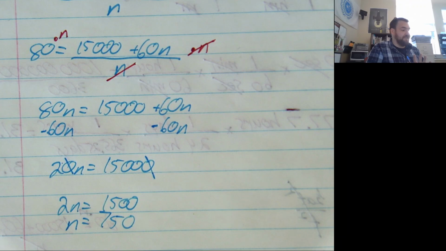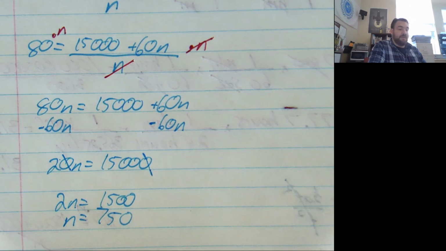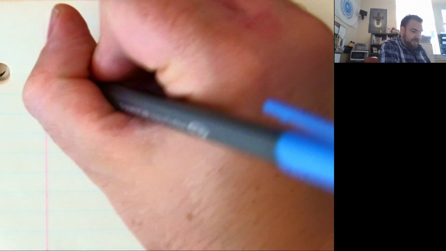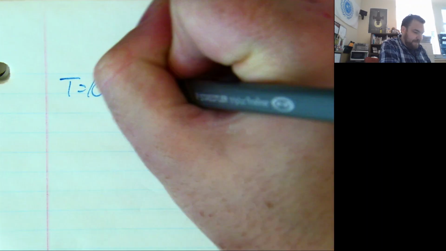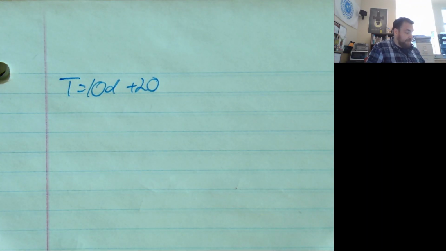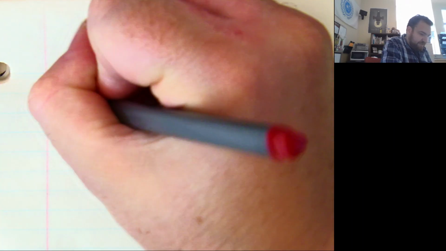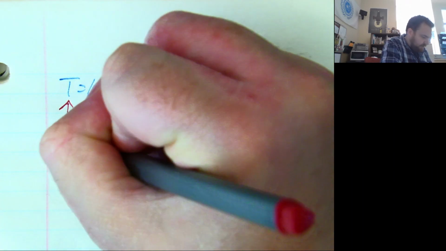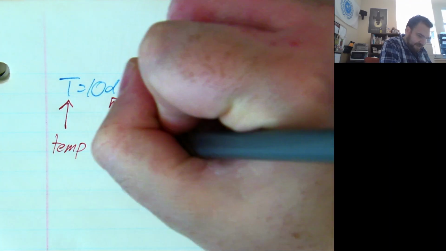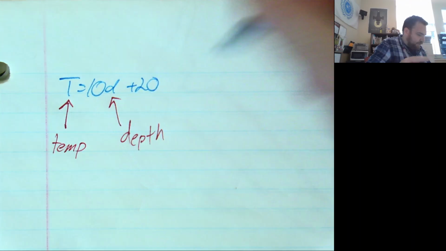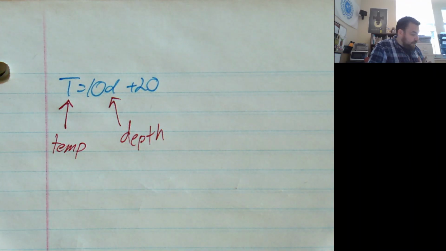Okay. Then 7, the temperature below the Earth's surface. If you had a Math 9 class with me, my pre-dib class did this exact same question. T equals 10D plus 20. We're told that is the formula below the Earth's surface. So this represents temp. This represents depth. And the question, there's 2 parts to it.